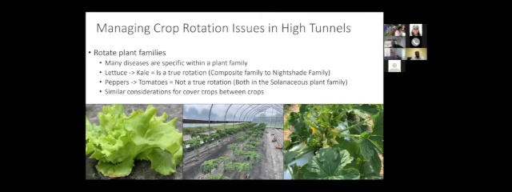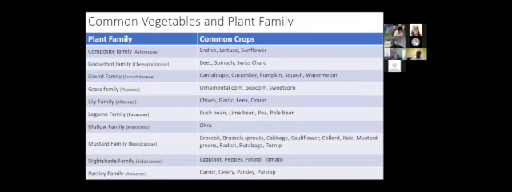And you want to think of the same thing for a cover crop. If you're growing beans and then you go to a legume cover crop, you're not really rotating there. You're still increasing nitrogen in the soil, but you're not getting a good rotation.